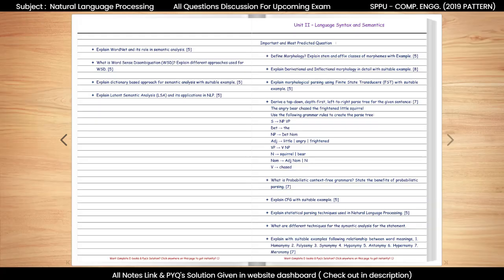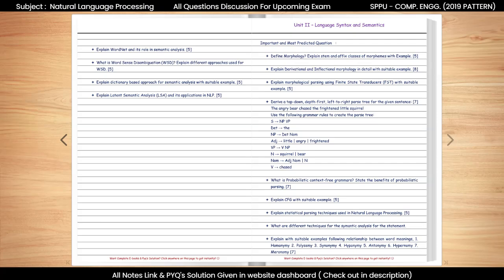Now, let us move on to our next important topic, latent semantic analysis. From this topic, we can expect questions such as, explain latent semantic analysis and its applications in natural language processing. Latent semantic analysis is a statistical technique that discovers hidden relationships between words and documents by analyzing large text data. It represents words and documents in a semantic space, allowing similarity detection. Applications include information retrieval, document clustering, and text summarization.